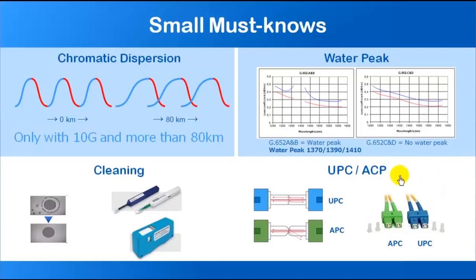Another important thing you can see in a data center is APC connectors. Those are the green connector types, and they got a little angle on it. 5% in the data center you will see that, 95% is just the standard UPC connector. But you have to take that into account. Green connectors have to be connected to green connectors.